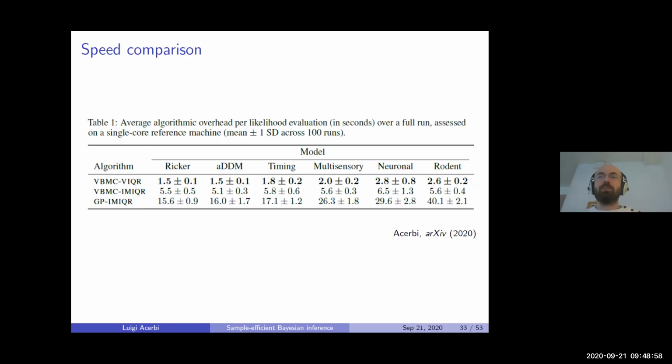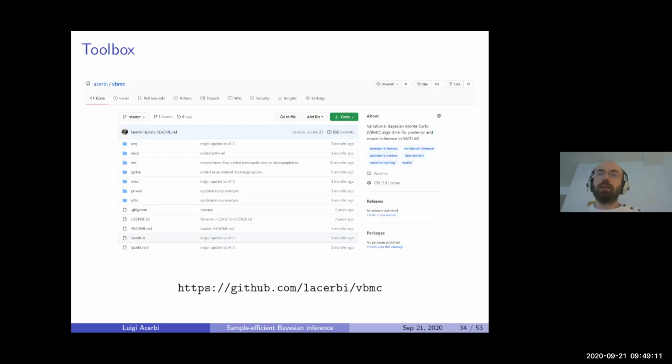But even if your model is mildly expensive, take maybe a second or so, it might actually be convenient to use this more than MCMC to get the posterior, at least to get a first approximate posterior. Then maybe you want to refine it later. This is available as a very user-friendly package.